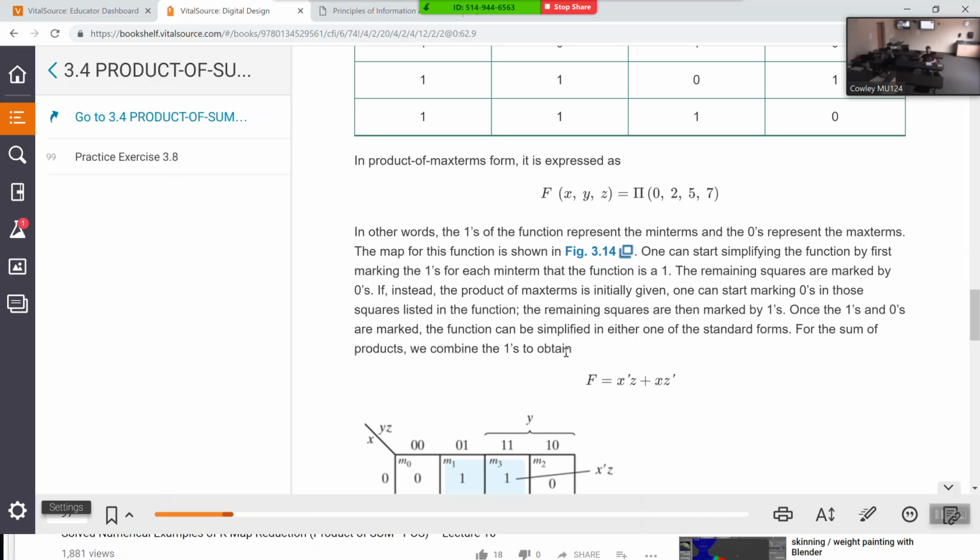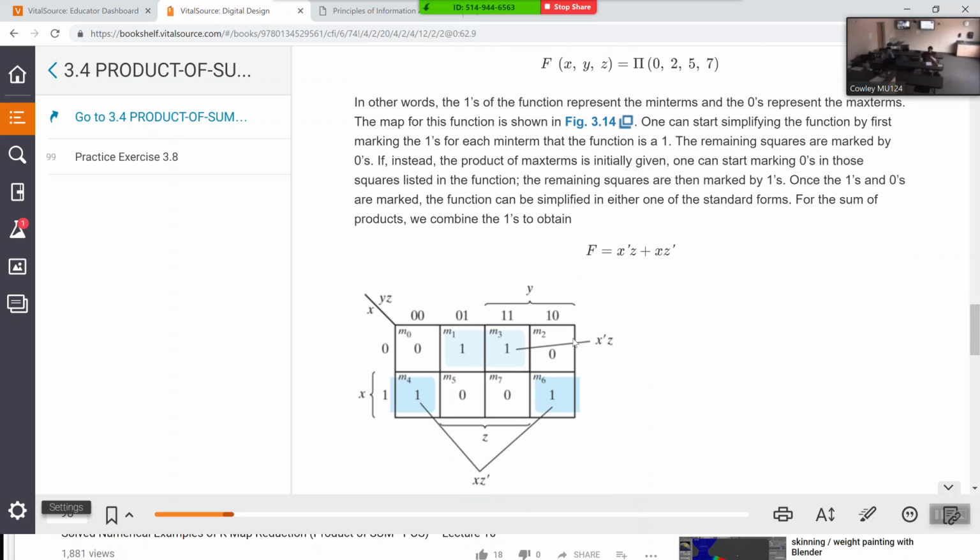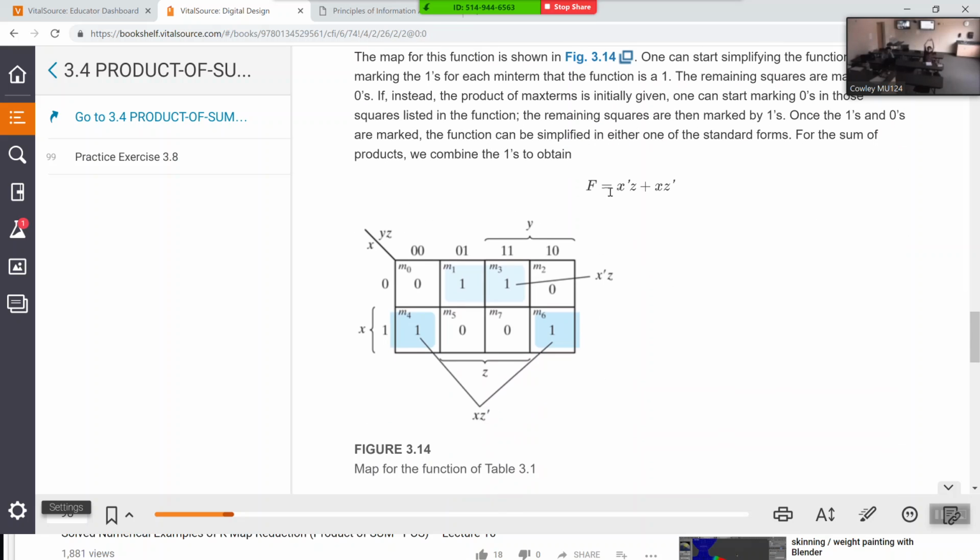For the sum of products, we use the 1s to obtain this right here. So we get x prime z. Let me think that through. This first row, we're looking at M1 and M3. In this first row, x is 0. X is 0 is an x prime, isn't it? Now, if I look at the columns for M1 and M3, they both have the same z. They're both z equal to 1, and z equals 1 is just z. Now the y changes. In the column for M1, y is 0. For the column for M3, y is 1. So that's why that one cancels away.